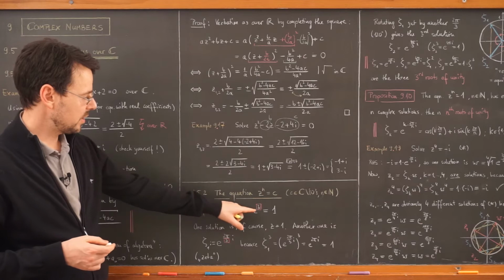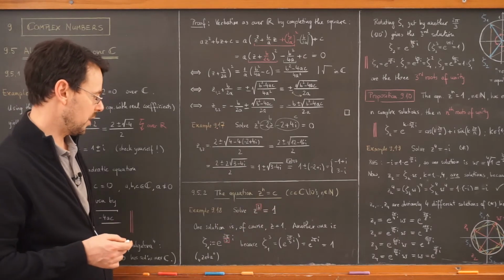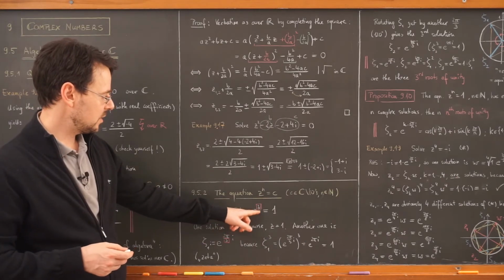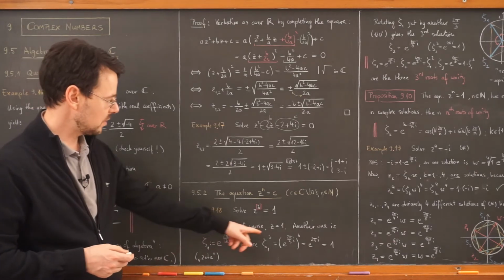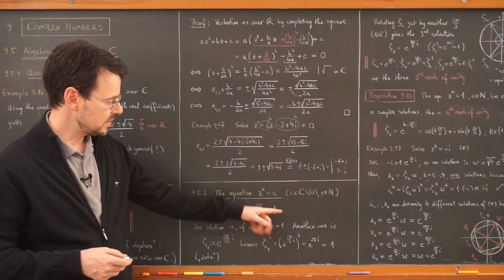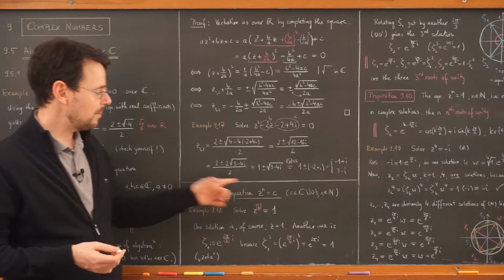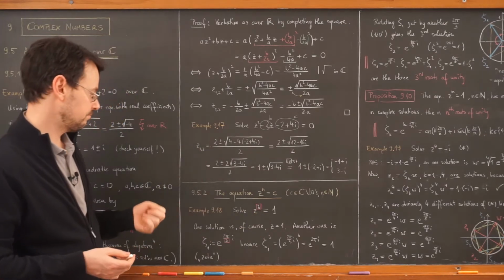So we start with the case n is equal to 3 and c is 1. So we want to solve the equation z to the third power equals 1. Now, of course, a trivial solution would be 1. And in the real numbers, this actually would be the only solution of this equation. But over the complex numbers, we find 2 more solutions.